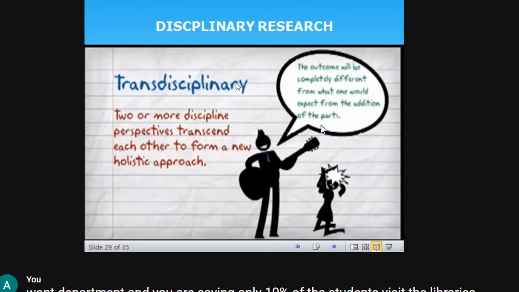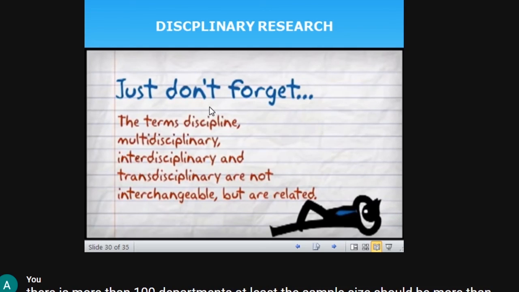interdisciplinary and multidisciplinary. Whereas in the case of transdisciplinary, the outcome will be completely different from what one could expect from the addition of the parts. It combines, what do you say? It takes knowledge from one discipline, another discipline, and compiles it together. That is transdisciplinary. Okay. Just don't forget, this is an important thing.